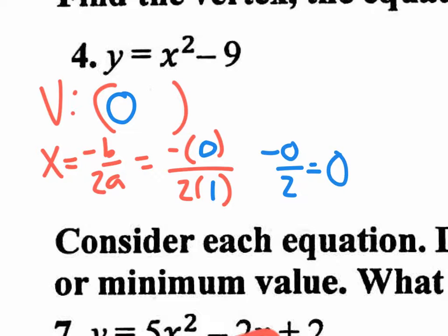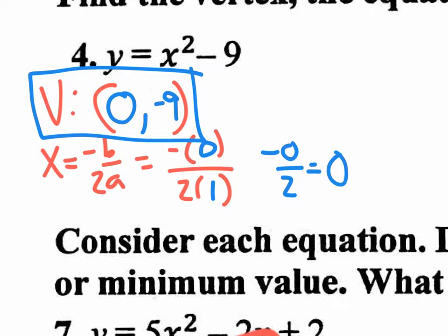What's your Y value going to be if your X value is 0? Negative 9. See how easy that is, guys? We found our vertex. There's going to be 3 questions where I ask you to find the vertex, and you do it using the formula, just like that.